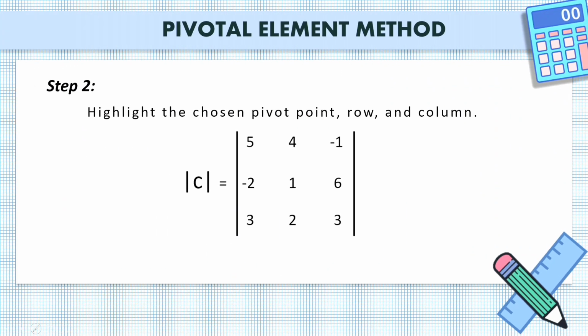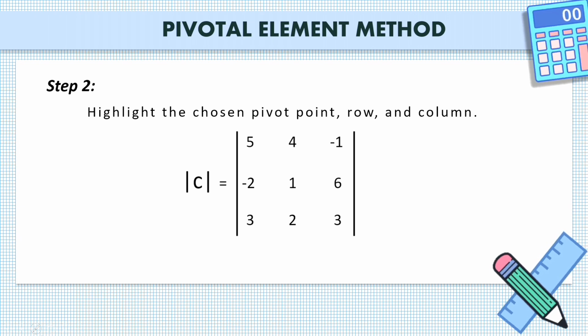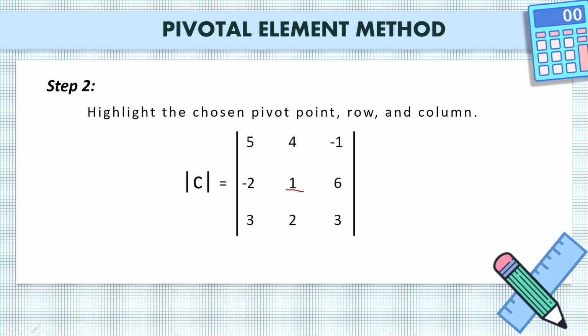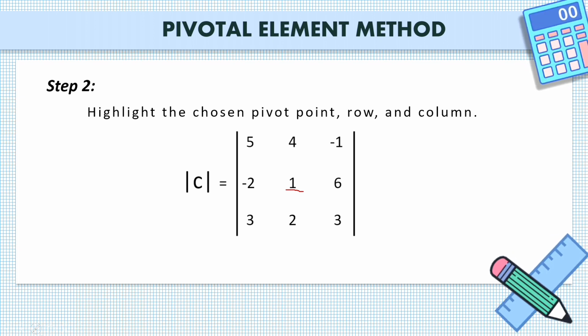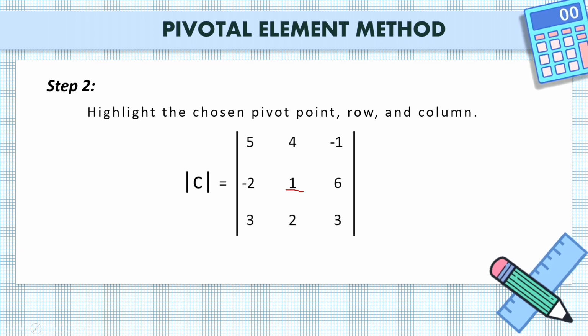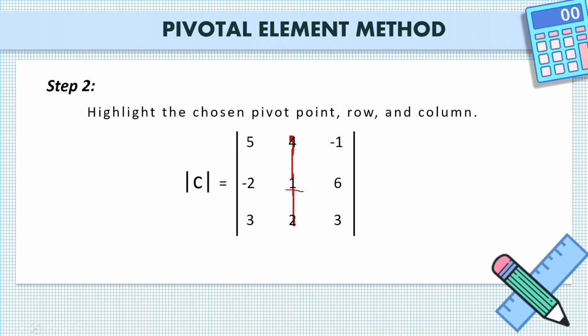Step 2. Highlight the chosen pivot point. Ang pivot element natin ay ang positive 1. So, i-highlight daw natin ang ating pivot point or i-cross out natin. Ayan. I-cross out natin kung nasaan siyang column. Nasa column 2 and row 2. Ayan. Next, step 3.